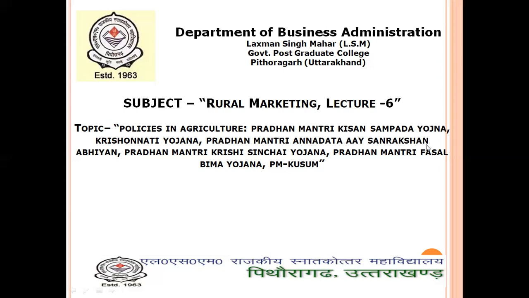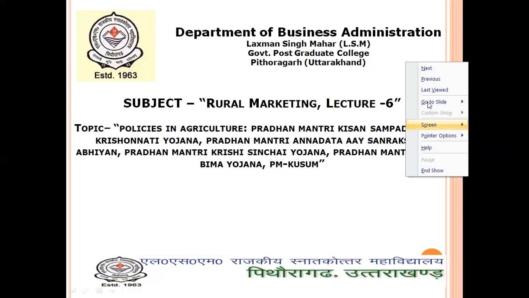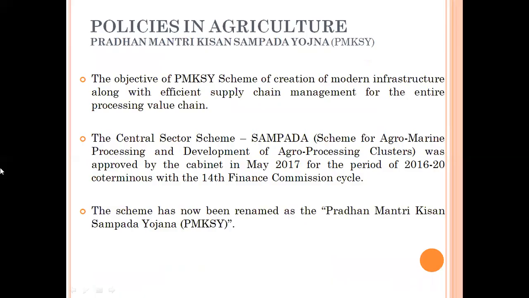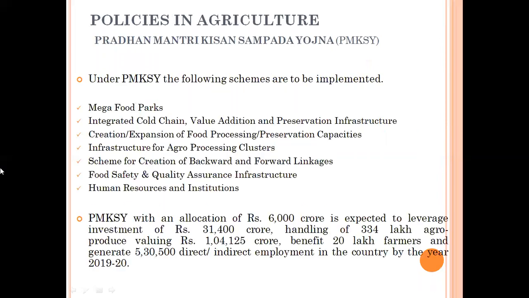So first one is Pradhan Mantri Kisan Sampada Yojana. In the last class also we have seen that in this scheme the focus was more on modern infrastructure development and supply chain management. Under this, the scheme was covering areas like mega food parks, cold chain management, value addition, food processing units, creation and expansion of them, infrastructure for agro-processing clusters, backward and forward linkages, food safety and quality, and human resource and institutions. So all these areas this scheme was focusing on.